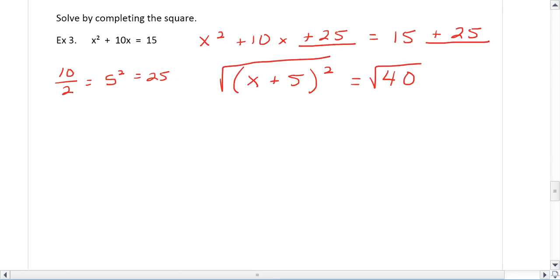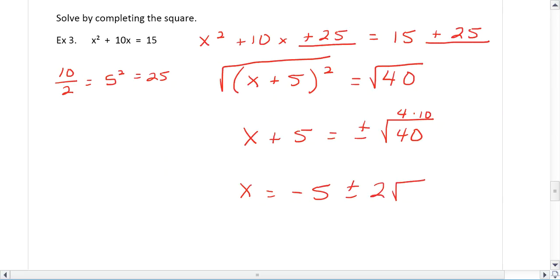Square root this side, square root this side. The square root of these parentheses squared is just what's in those parentheses, and we do need to add the plus minus for the square root of 40. So what we have left to do here is subtract a 5 from both sides, and we got to check this 40 for any simplifying we can do, and we notice that there is a 4 in it, so we get 4 times 10. So I'm going to subtract a 5 from both sides and pull out that perfect square of 4, which is 2.